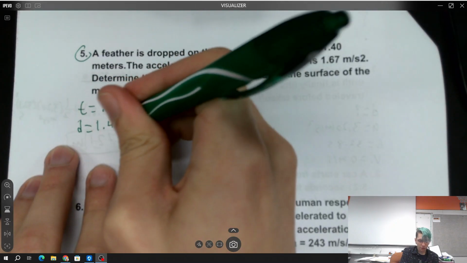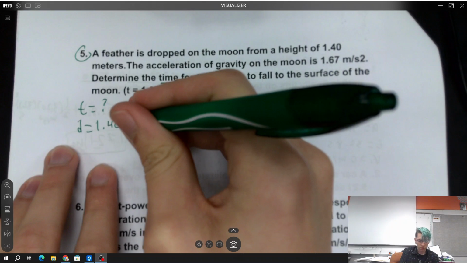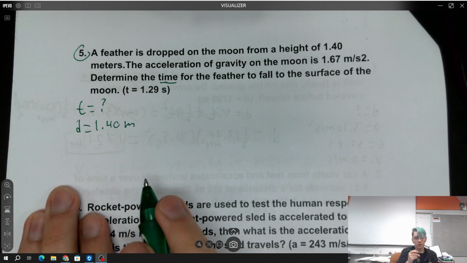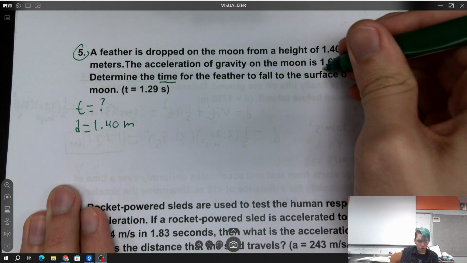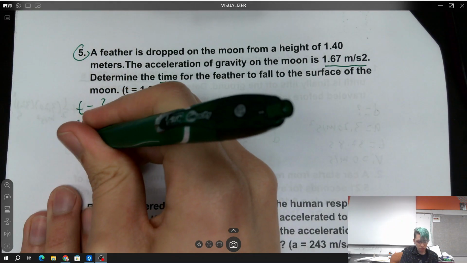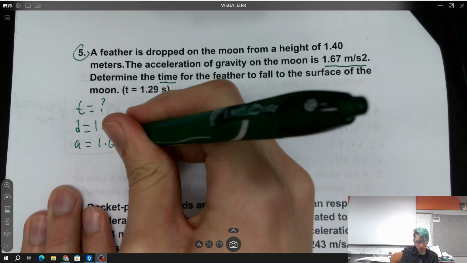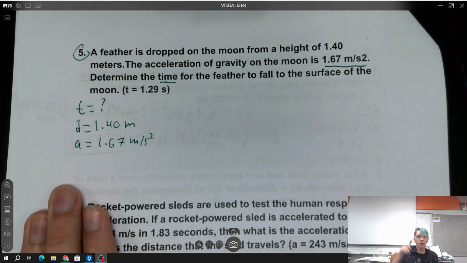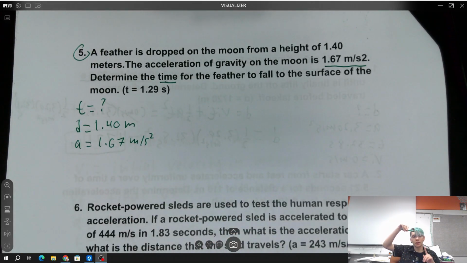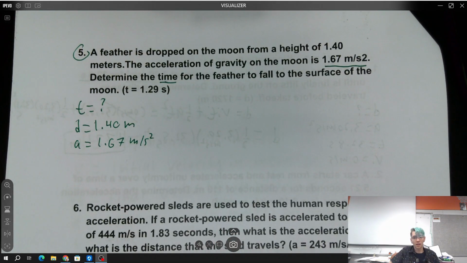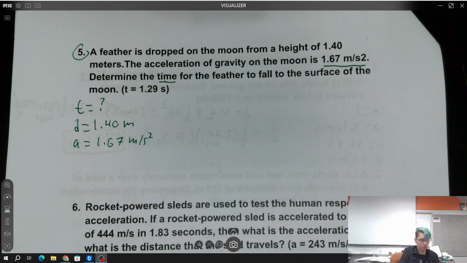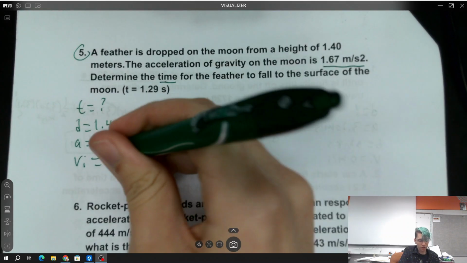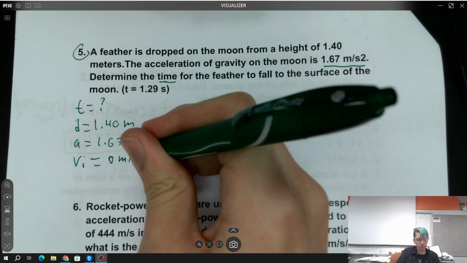And once again, they're dropping a feather on the moon. All right, and our acceleration of gravity, that is going to be our acceleration. Our acceleration will be 1.67 meters per second squared. And then if we're dropping an object, it has no velocity right now. So whenever I do drop it, that's when it starts accelerating. So our initial velocity in this scenario, if you ever drop an object, it starts off not moving.